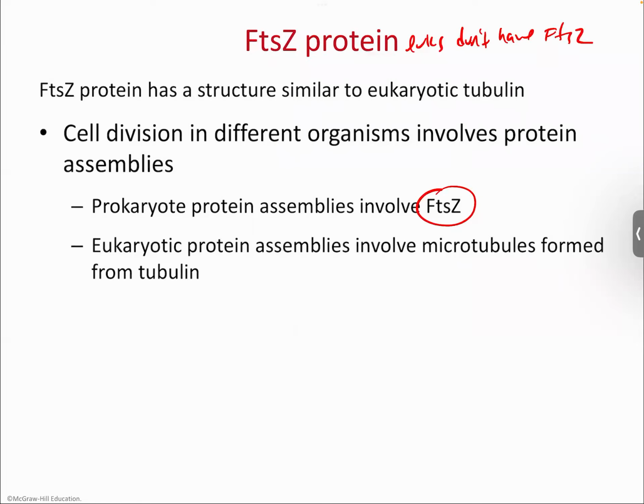So the question is, what does it for eukaryotes? Well, what we noticed was that even if they don't have FtsZ, FtsZ does actually have a similarity to a protein that we do see in eukaryotes. FtsZ is very similar to tubulin. And we already saw what tubulin does, right? Tubulin builds microtubules. And those microtubules will basically help you separate stuff and move stuff around in the cell.